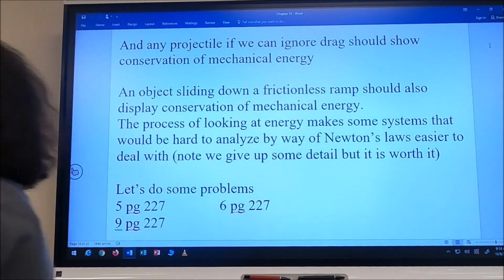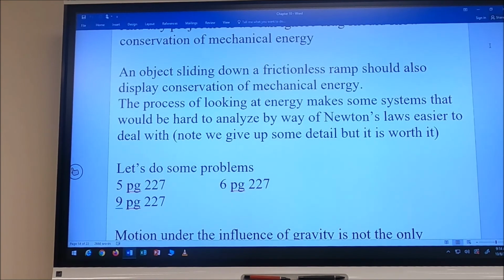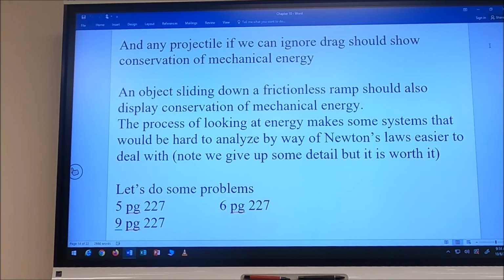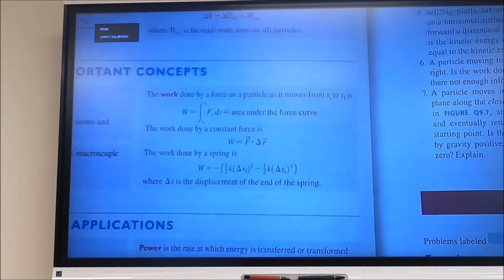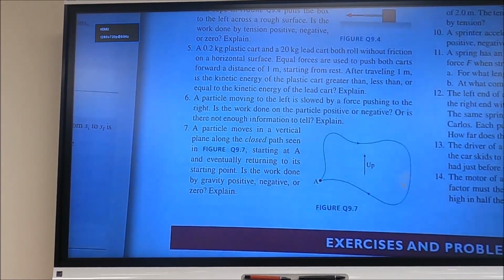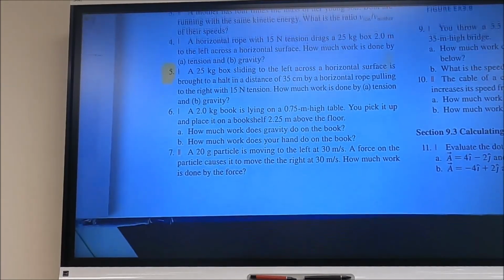So we're going to look at problem 5 at the end of chapter 9, okay? We're going to be on page 227. Get over here to 227. Get down here to the problems.